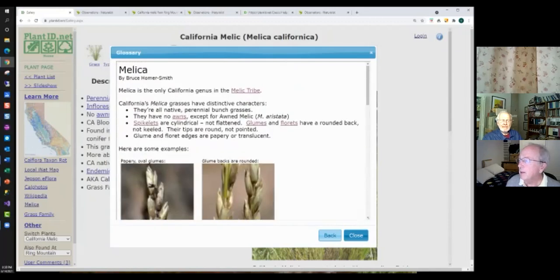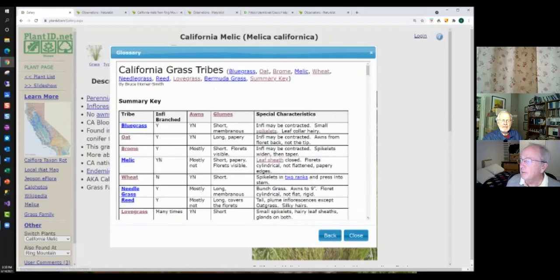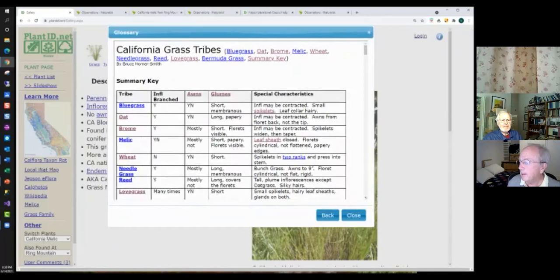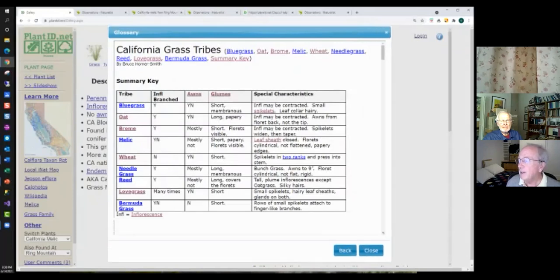Let's go look at the melic tribe. So now we're going up one more layer. Instead of talking about genera, we're now talking about tribes, which include lots of genera. And we have a key here. So for instance, we were talking about melics that had short papery glumes with visible florets.